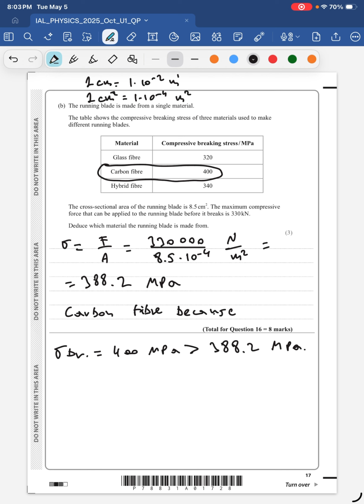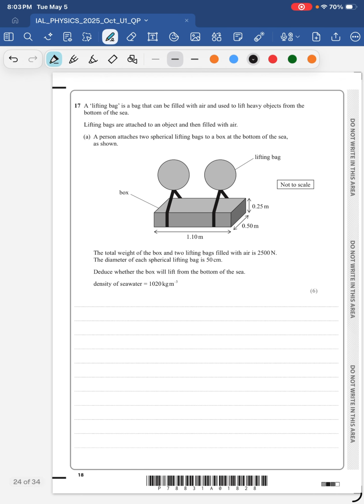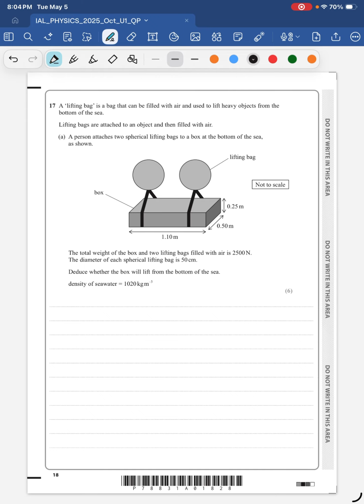All right, so this was question 16. Let's move on to question 17, I believe. Yes. So again, I didn't expect, and I sound arrogant now, but I didn't expect to learn new things while solving these past papers from Edexcel, but I do learn new things all the time.